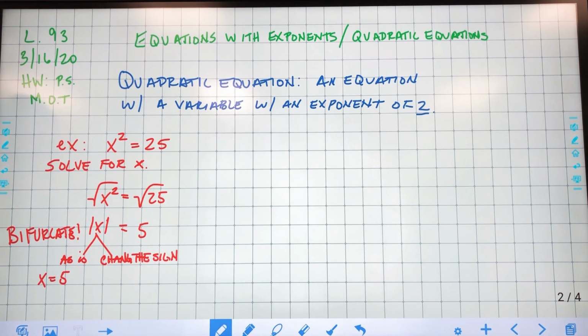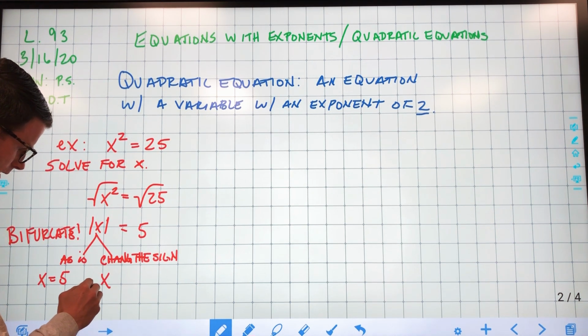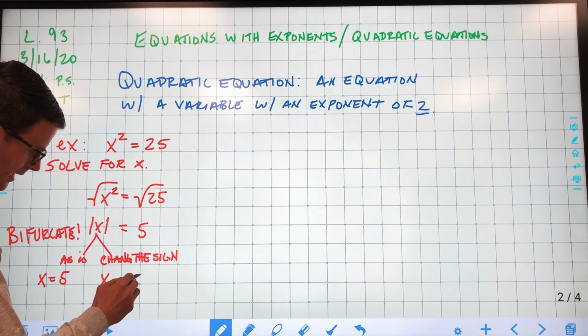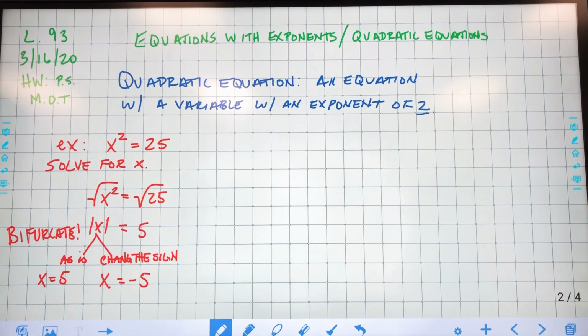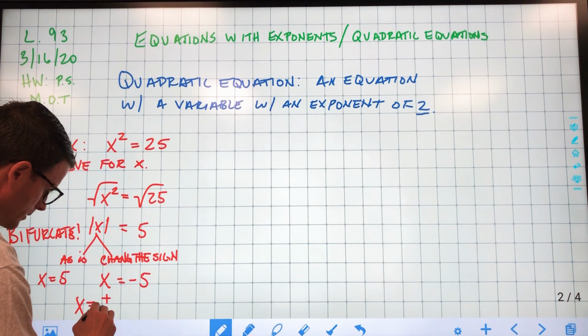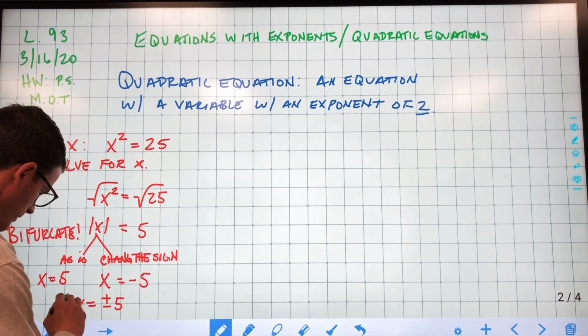All right, so I'm going to say that this is really equal to x equals, and I'll change the sign of my right side, -5. So now my answer to this problem is x equals plus or minus 5.